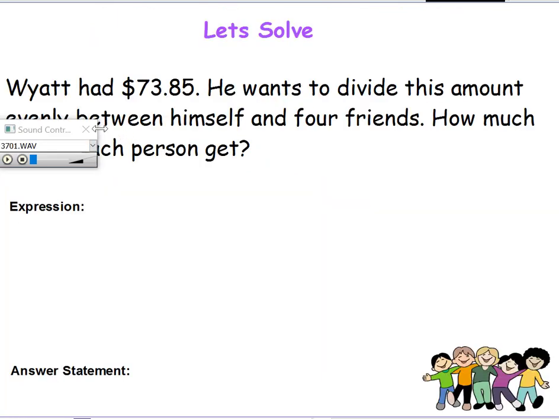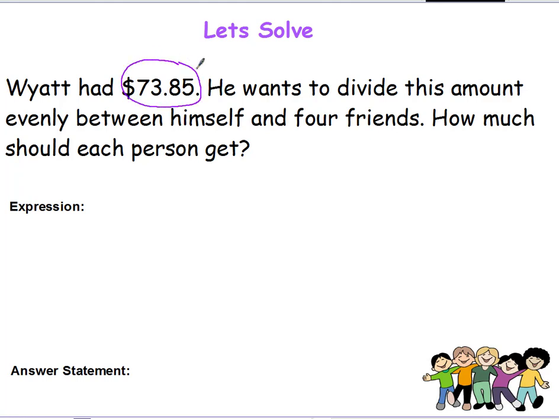Okay, let's move on. Let's try some word problems. Wyatt had $73.85. He wants to divide this amount evenly between himself and 4 friends. How much should each person get? Okay, again, here's my whole number. When you're working with division problems, they're always going to give you a whole number. So 73.85 is my dividend, which is my whole. Okay, and he wants to divide this between himself and 4 friends. So that's 4 plus 1.